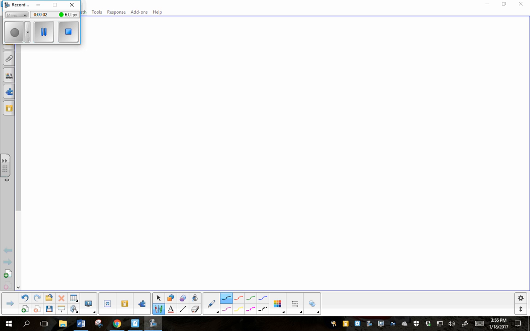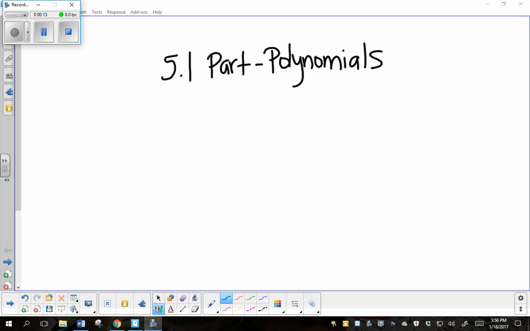These are the notes for 5.1, part 1, and this section is all about polynomials. This part 1 that we're going to do today is just a lot of vocab, so be prepared to write a lot of vocab. The examples are basically just asking about the vocab. So I'm going to try and go fast because it's kind of a lot of notes.